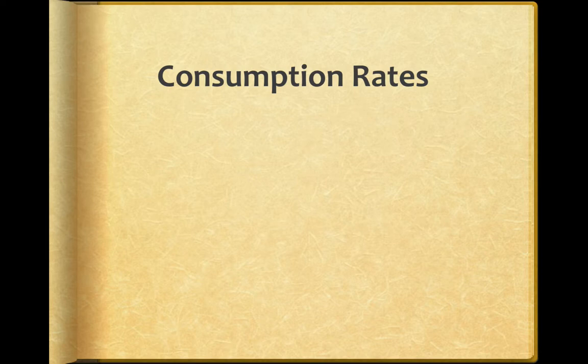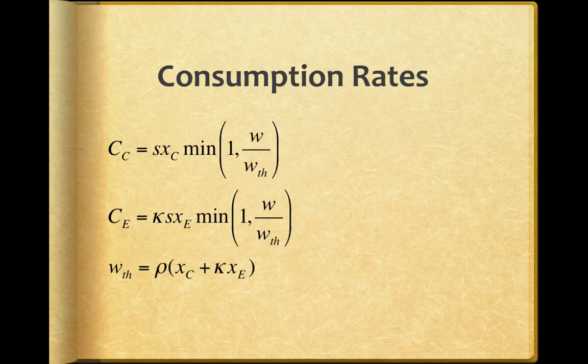Let's talk about the consumption rates that appear in the equations. The consumption by commoners appears here first. It's expressed as the population of commoners. The total consumption by commoners is proportional to the population of commoners, times S, which is used to express a salary per capita. So now we're translating this into monetary value.